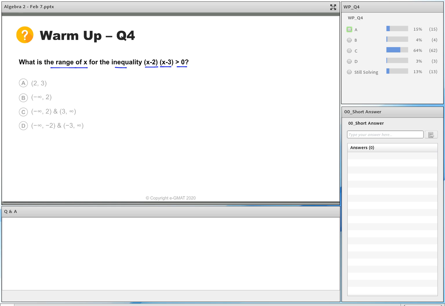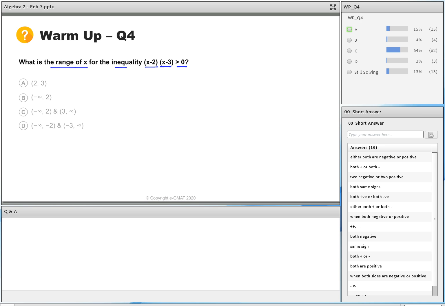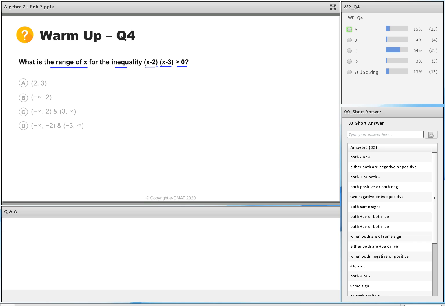I have opened the short answer poll for all of you. Can you people tell me when is a product of two numbers positive? Can you people tell me this? When is a product of two numbers positive in nature? Absolutely correct. When both of them are positive or when both of them are negative. That's the only case when the product would be a positive number. Thank you for all of your answers. I'm going to end the poll over here. We'll take this information and move ahead solving this question.